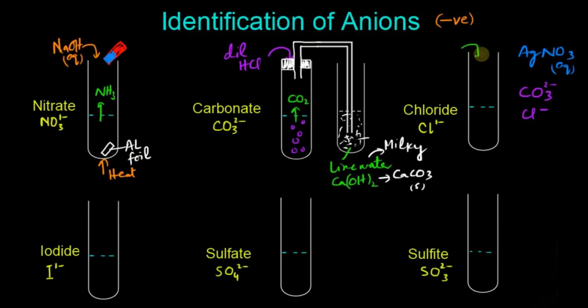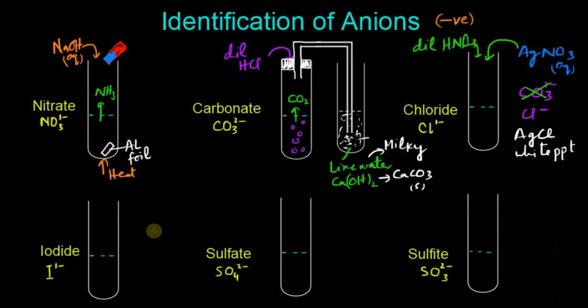We will first of all add dilute acid to the solution, like dilute nitric acid, and this nitric acid will react with the carbonate if it is present. So there is no more carbonate in the solution, and then we will add silver nitrate to it. Now if we get a white precipitate of AgCl, this will confirm the presence of chloride ions, because we have already destroyed the carbonate. So this is how we identify chloride.